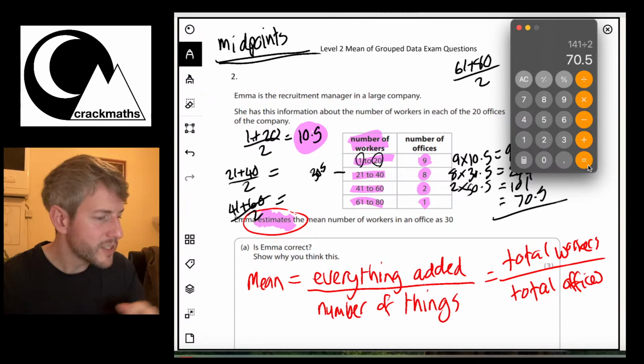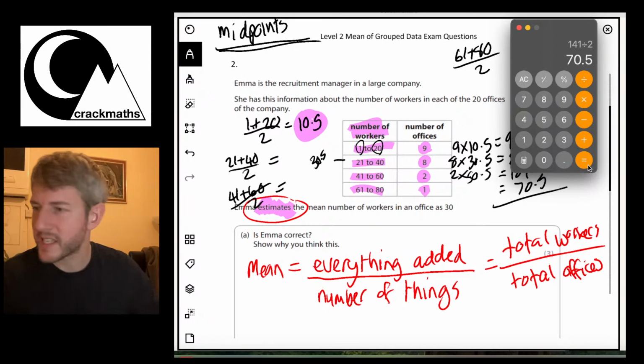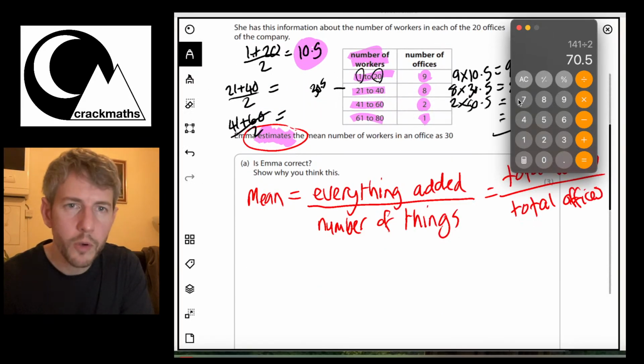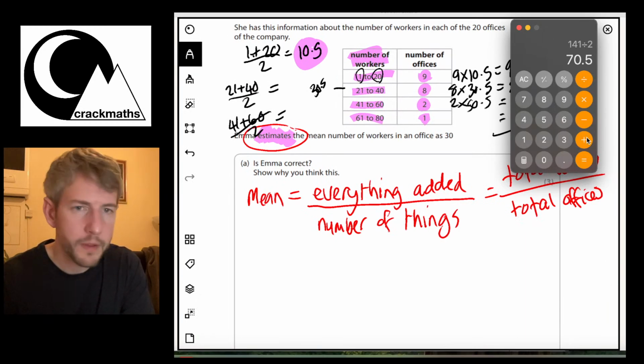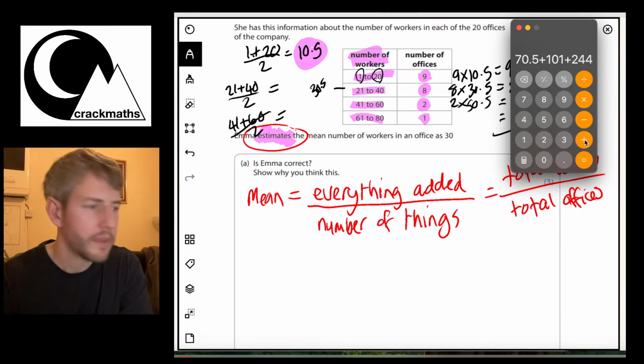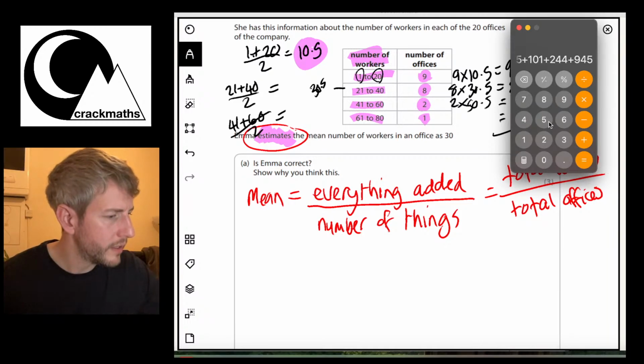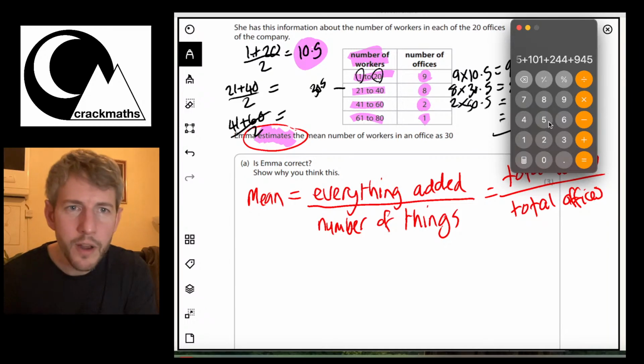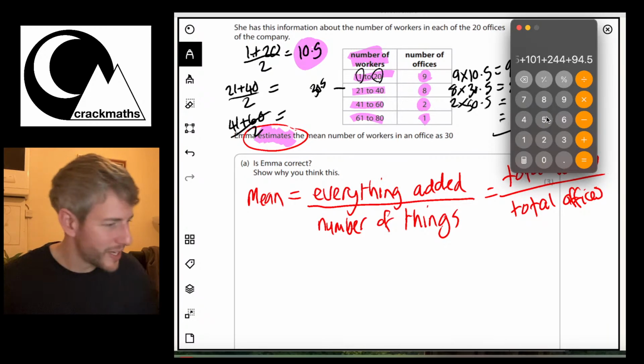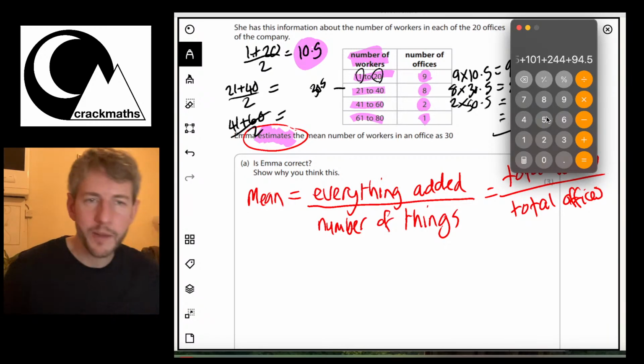So now, if I add all of these up, we've got our estimate of the total number of workers. So I've got here 70.5, add 101, add 244, add 945. Let's just check. Oh, no, that's not 945. It's 94.5. Right, 1 second. It's always good to double check these, especially if you've got bad handwriting like myself.